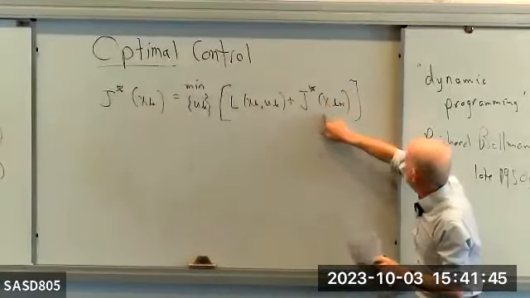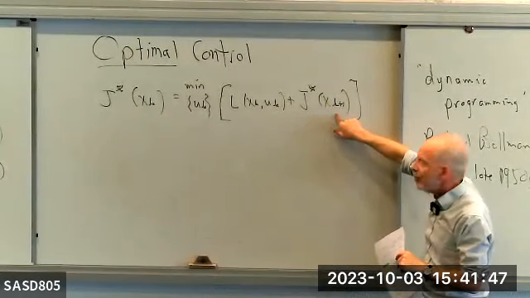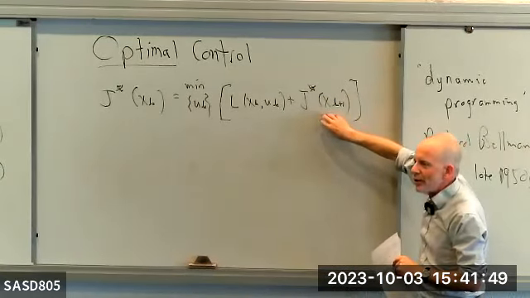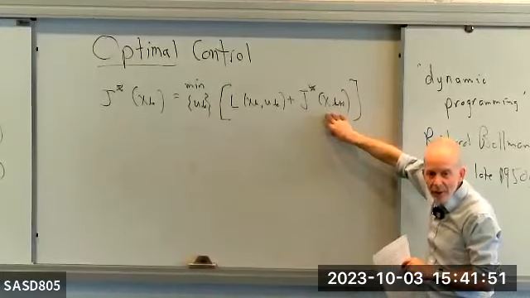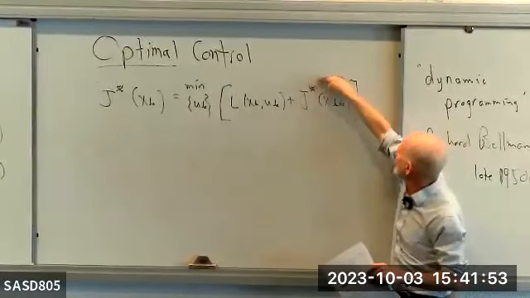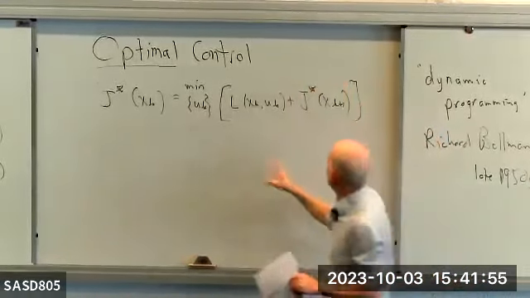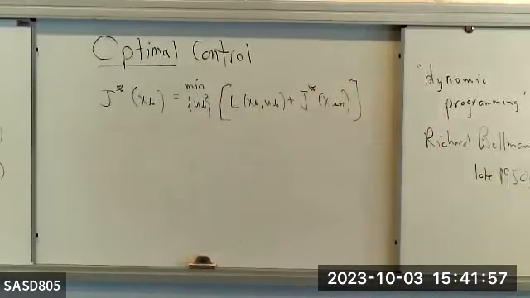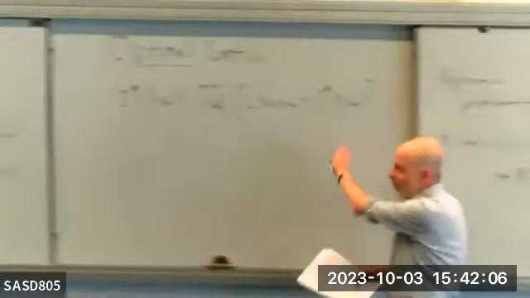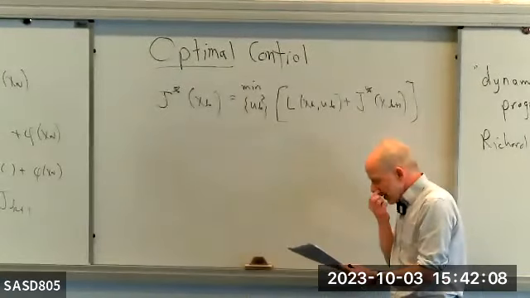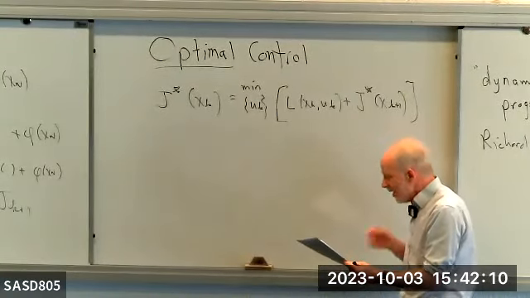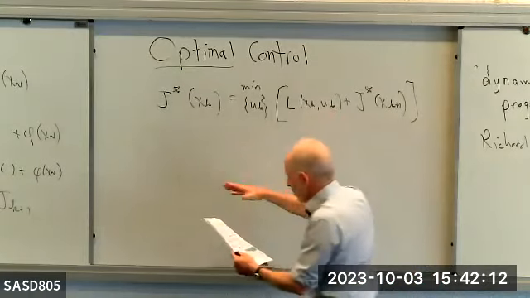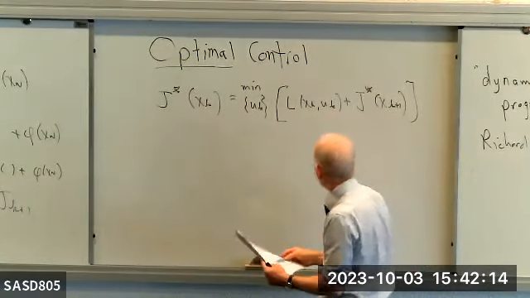So notice J star is only a function of where you start, because this means you've chosen the optimal u. So there's no more u in here because you've chosen the best, and that's reflected in the star. So this equation here is exactly what we were imposing here, but now written for a more general cost function. And so this is the discrete version of the Bellman equation. And so you solve this going backwards.